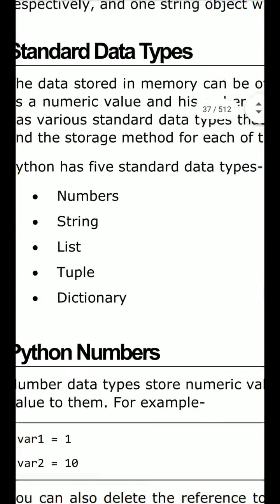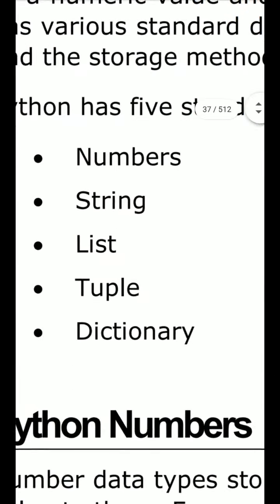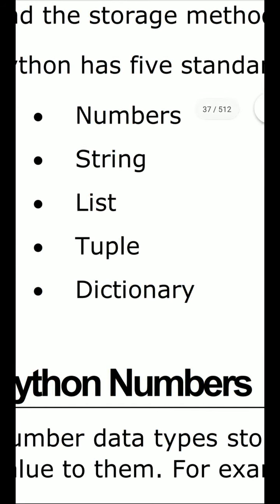And next are the standard data types. We have different types of data types in order to store values, and we can use them as we need in the program. The first one is number, the next one is string, then list, then tuple, and then dictionary.